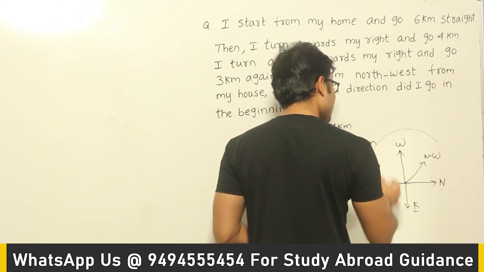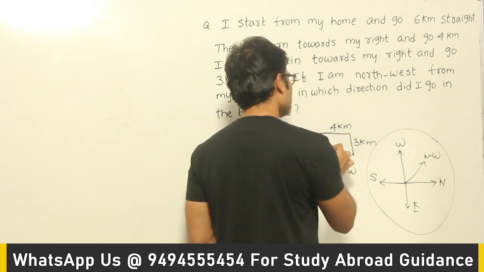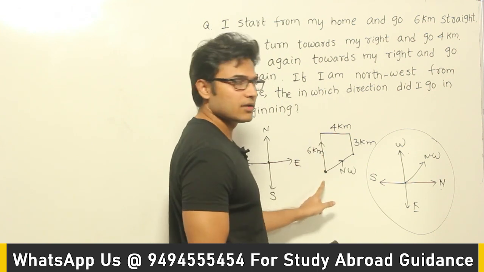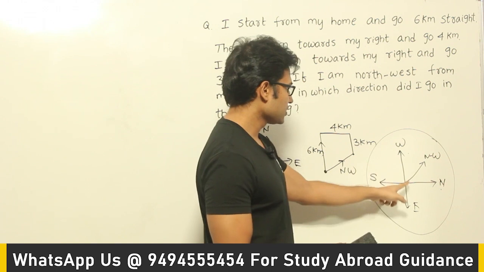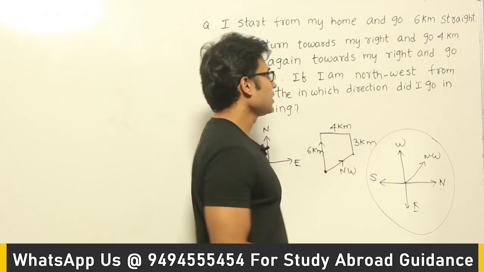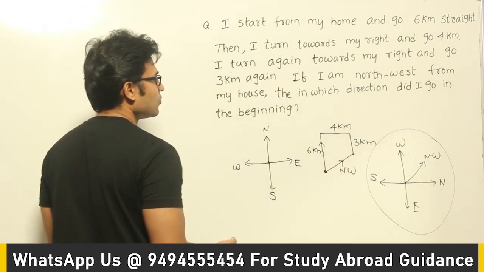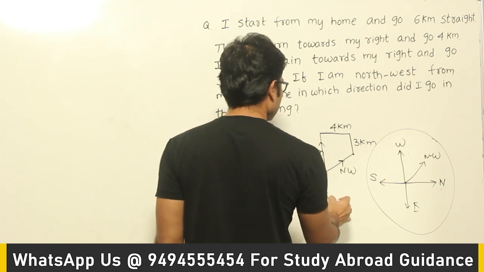Now taking this one as your reference, you find out which way he has initially moved. He has initially moved towards this direction. According to this diagram, this direction is nothing but west. Therefore he has initially moved towards west. So west is the answer. Got it?